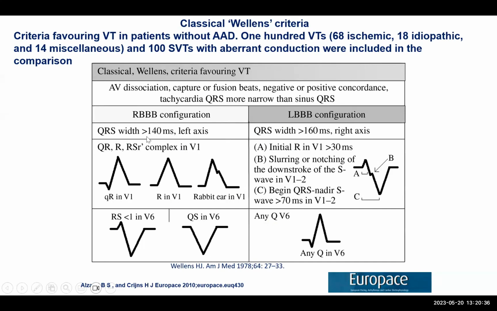If you have right bundle branch block, QRS complex more than 140 milliseconds, left axis, this favors VTAC. In the criteria for V1, V6, just remember, if it is not typical right bundle, then it is favoring the VTAC. In left bundle configuration, if the QRS complex is more than 160 milliseconds, and right axis, this favors VTAC. If the initial R duration in V1 is more than 30 milliseconds, or the beginning of the QRS complex to the nadir of the S wave is more than 70 milliseconds, this favors VTAC. Slurring or notching in the downstroke of the V1 again favors VTAC. And any Q wave in V6 favors VTAC.